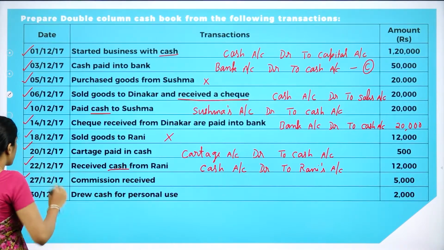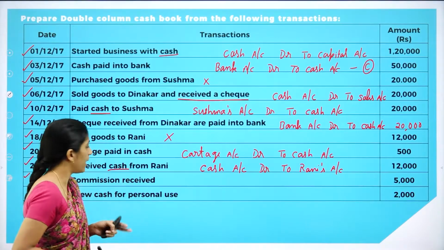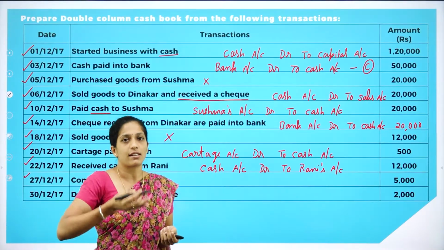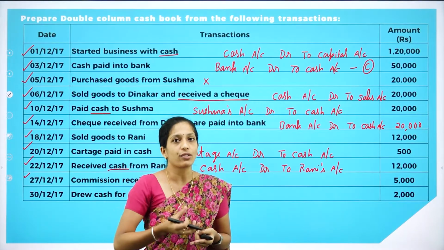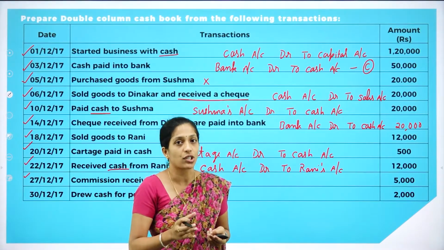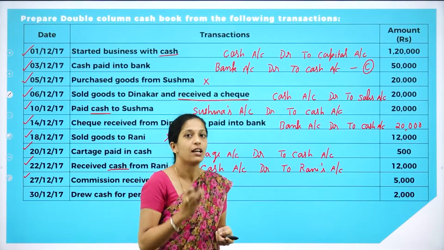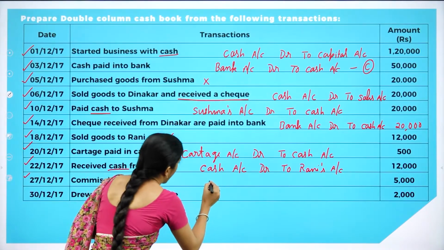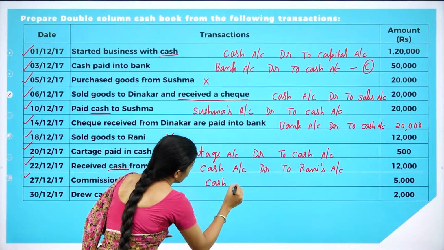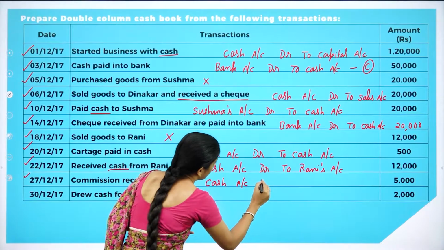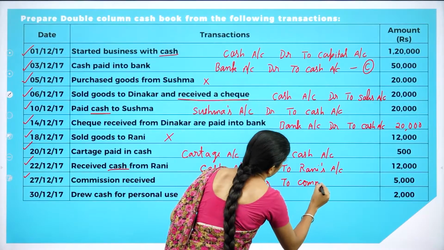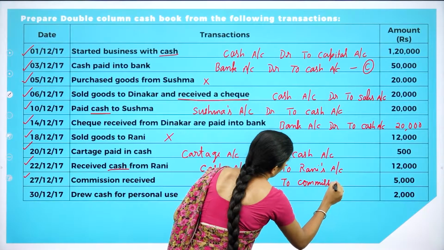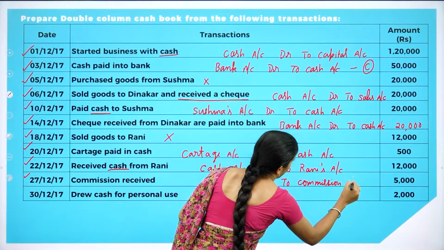Now, the next transaction is 27/12/2017, commission received. So, when you receive the commission, what are you going to receive? You are going to receive cash in the form of commission. So, what comes to the business? Cash comes to the business. So, cash account debit to commission account.